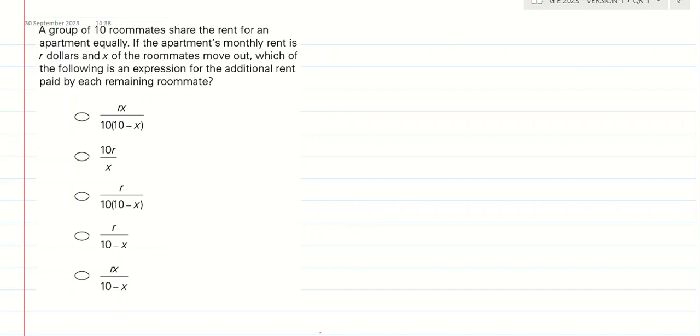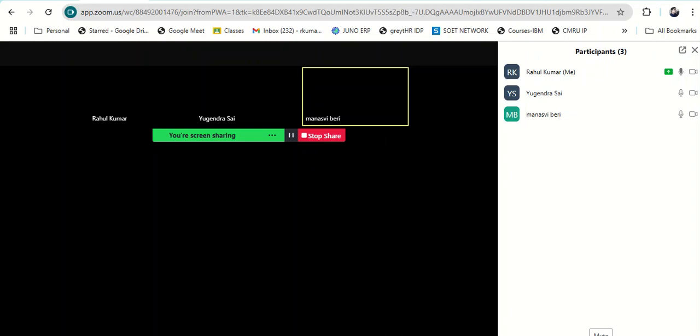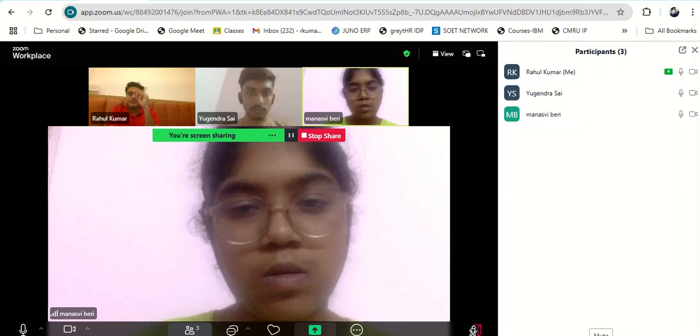A group of 10 roommates share the rent for an apartment equally. If the apartment's monthly rent is $R and X of the roommates moved out, which of the following is an expression for the additional rent paid by each remaining roommate? So, what are the options given? What is a common variable in the options in the question?